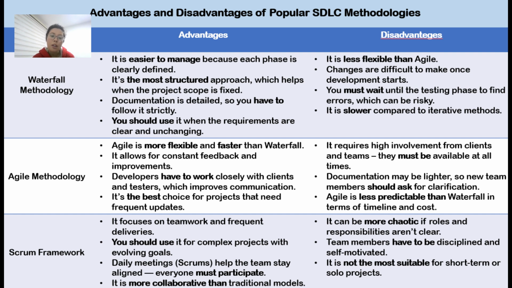A Scrum framework's advantages are it focuses on teamwork and frequent deliveries. You should use it for complex projects with evolving goals. Daily meetings help the team stay aligned. Everyone must participate. It is more collaborative than traditional models. Disadvantages are it can be more chaotic if roles and responsibilities aren't clear.